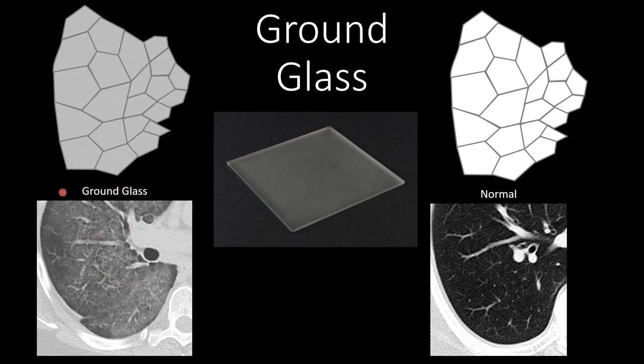We can compare this lung that has diffuse ground glass opacity to this normal lung, and you can see the increased density due to partial alveolar filling. This is not a case of COVID-19. This is diffuse ground glass opacification related to a different process.